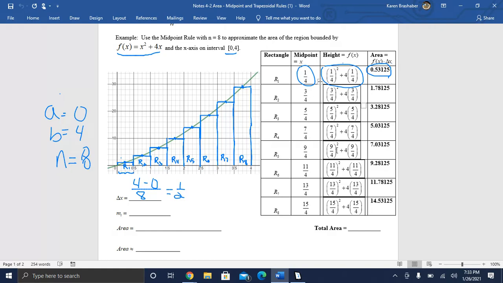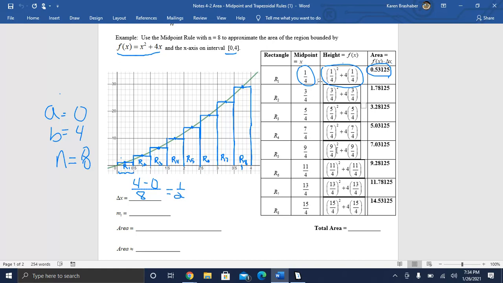So you can see that I did this for each rectangle all the way to rectangle number 8, where my midpoint was 15/4, and substituted that into the f of x, and then calculated the area. So I can add up all of these areas and find out what my total area under the curve is. And if you wanted to do your rectangle problems in this way, you actually could do that.